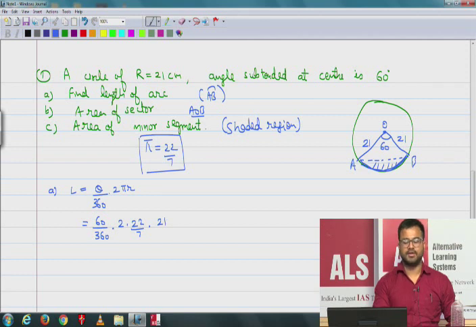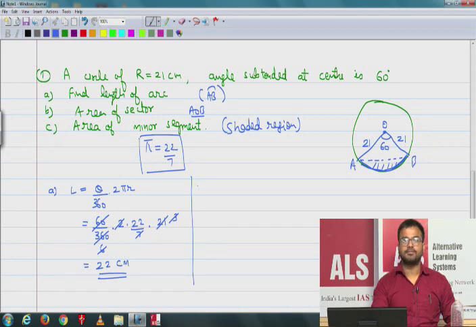Now just simplify all these. 60 will cancel out this one 6 times, 7 will cancel out this 3 times, this will cancel, this will be cancelled. So finally we will be left with 22 centimeter. So the length of the arc AB is 22 centimeter, right? Getting it? We just have to substitute the values in the formula, that's it.